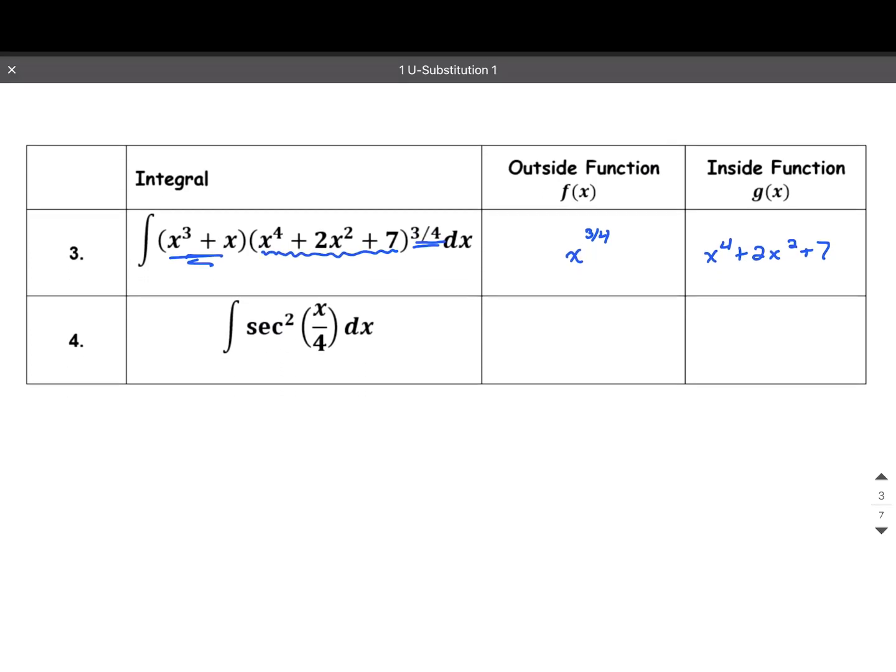Okay, let's look at the next one. The integral of secant squared of x over 4 dx. Whenever you have a trig function, the first thing you look at is the angle. If the angle is not a simple x, that's your inside function. It's inside the trig function. That's going to be our u when we're ready to do u substitutions. And then our outside function is secant squared of x.